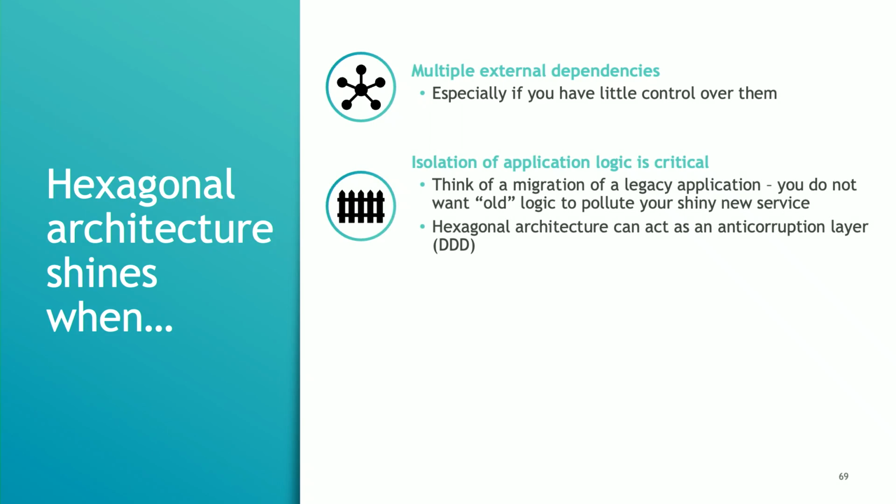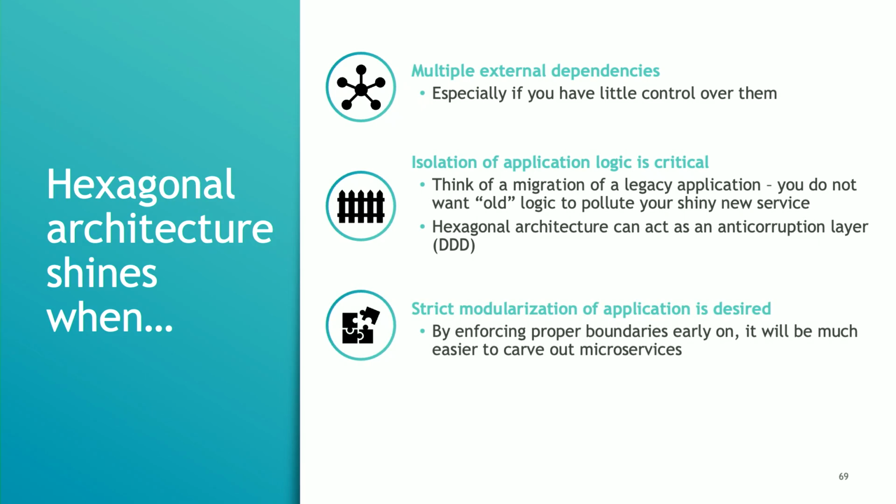It also shines when isolation of application logic is critical. We used that extensively when migrating a really old legacy application, where it was really tempting to just pretty much rewrite the existing logic in Java, but then you end up not fulfilling your goal. So by isolating the application core from the old logic, it helps you to put a barrier between the old code and new code. And using hexagonal architecture, it can also act as a kind of anti-corruption layer between the service that you're consuming.